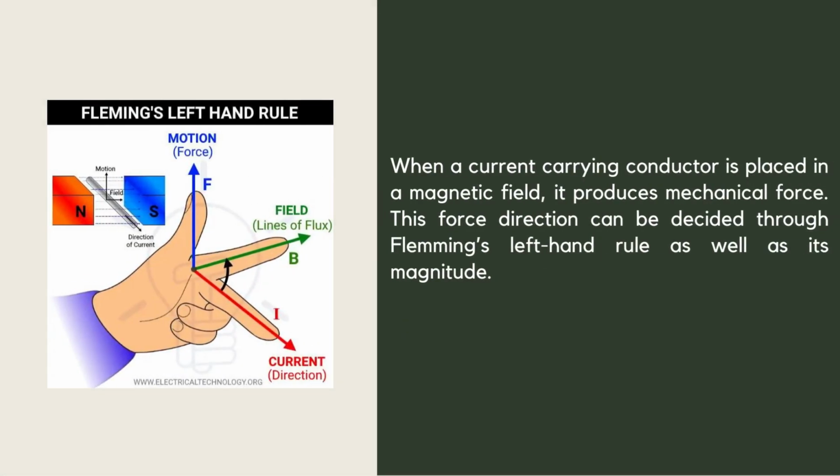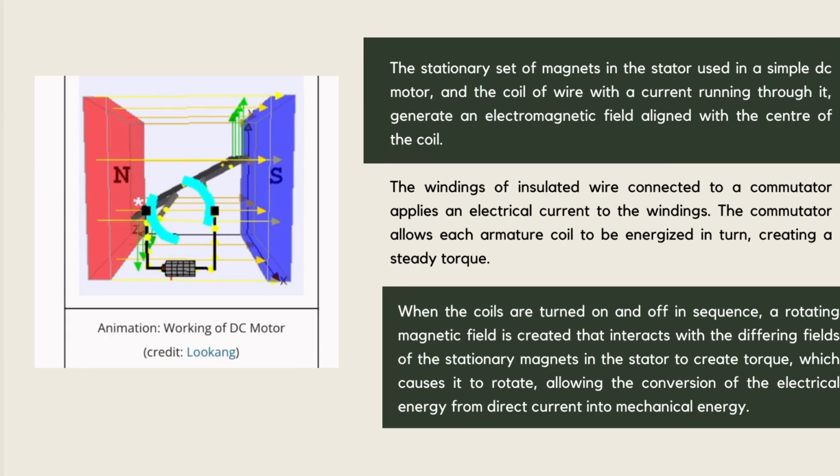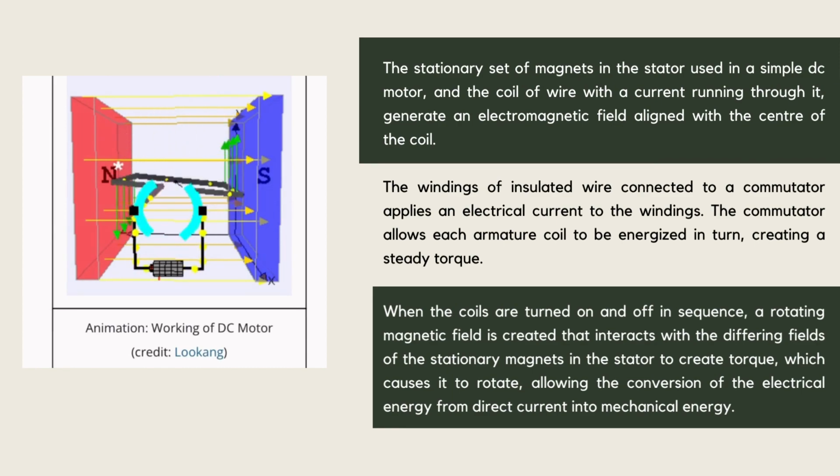A DC motor is based on the idea that when a current-carrying conductor is placed in a magnetic field, it produces mechanical force. This force direction can be decided through Fleming's left-hand rule as well as its magnitude. The stationary set of magnets in the stator used in a simple DC motor and the coil of wire with a current running through it generate an electromagnetic field aligned with the center of the coil.